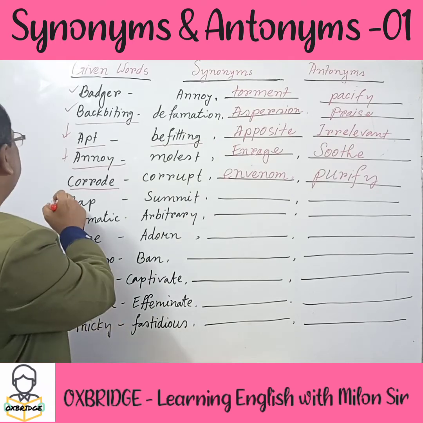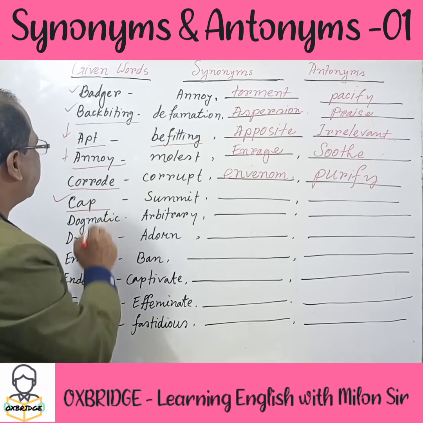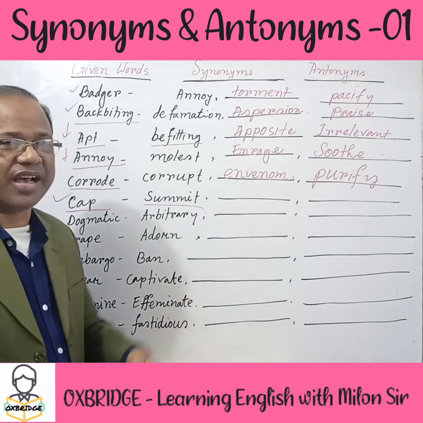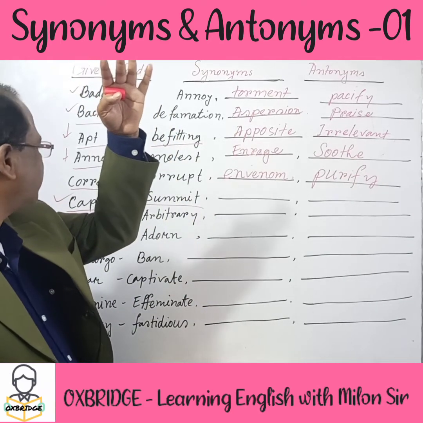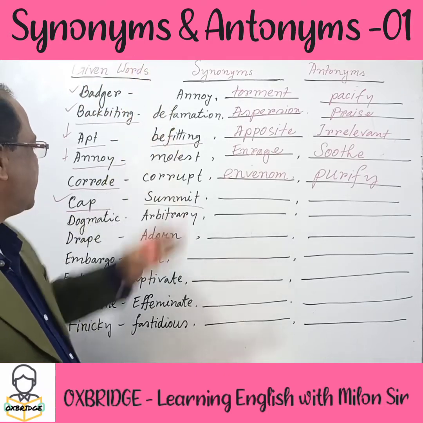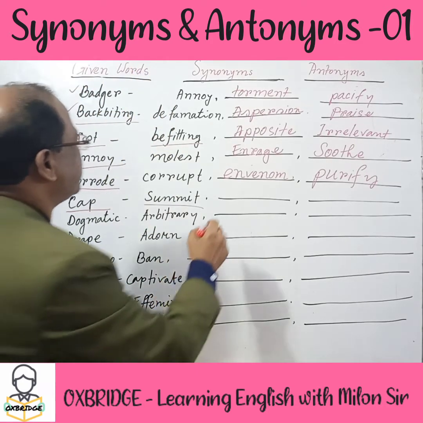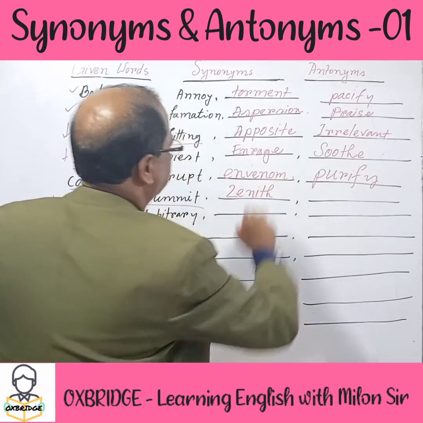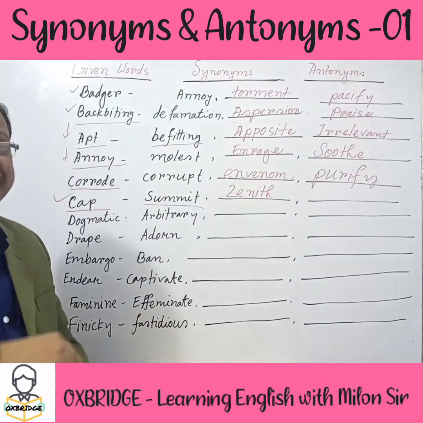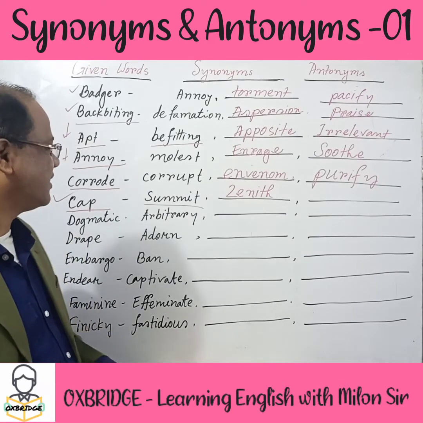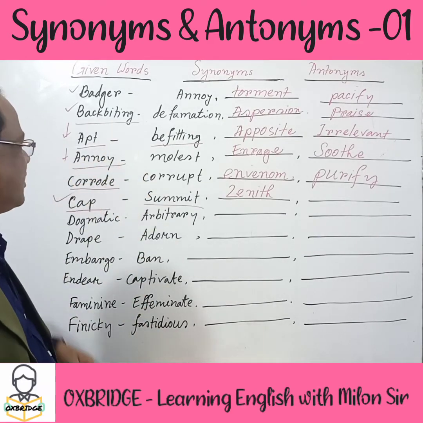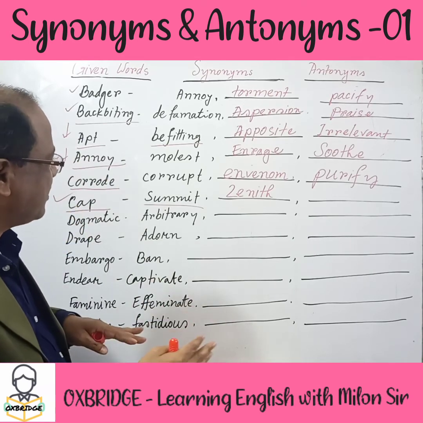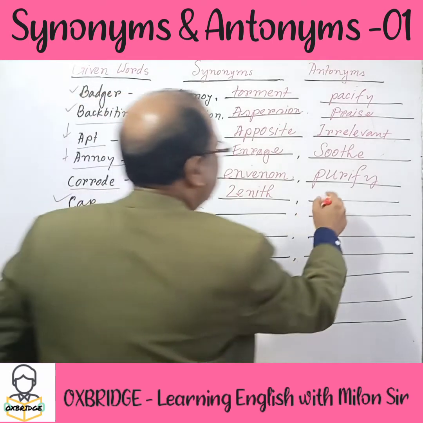Our next one to discuss, that you can see on the board, is cap. Cap means summit. We know about summit. Summit is the highest point of something. Another synonym we can write is zenith. We know that zenith is the top of something, the highest point, climax. So cap means summit or zenith, and their antonym can be bottom.